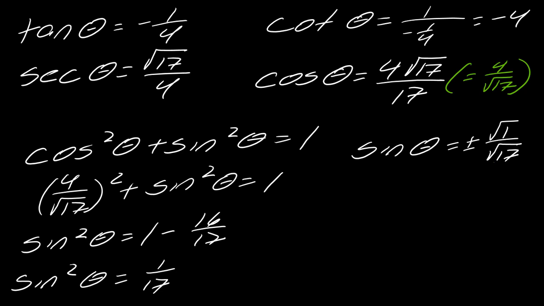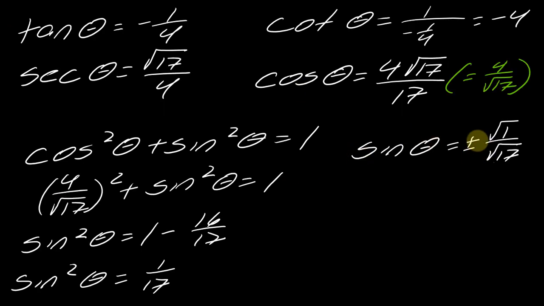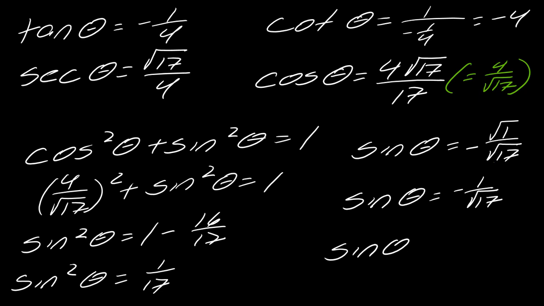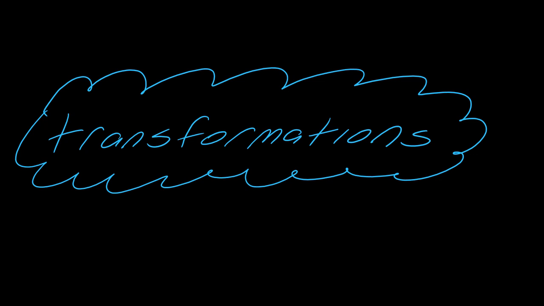Okay, so remember, we are in quadrant 4, and we talked about that in quadrant 4 only cosine and secant are going to be positive. Therefore, the sign for this will be negative. So I have sine of theta equals negative 1 over the square root of 17. However, I need to rationalize that now, so this becomes negative square root of 17 over 17. Okay, so I've got that, and then I can also figure out the value of cosecant of theta, which is found by just taking the reciprocal of this. That reciprocal would be negative square root of 17. And so now I have 1, 2, 3, 4, 5, 6 trig values, and I'm done. Okay, so that's another way that you can use some of the fundamental identities. And now I want to show you some other problems called transformations.